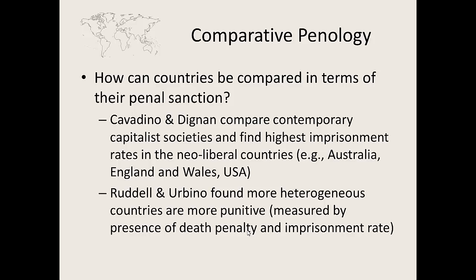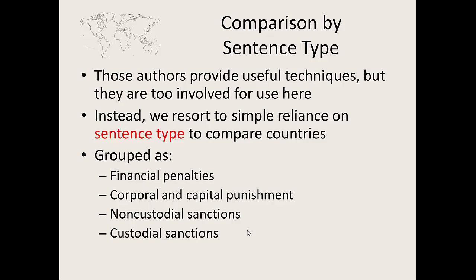Those are just two ways that authors have tried to look at comparative penology and to figure out ways in which countries can be looked at against one another. They're both very good ways, but they also, as you can well imagine, get rather complicated and involved, much more so than what we need to do for this type of a class. And so what we're going to do instead is just look at a very simple kind of difference among countries, the sentence type, and what kind of sentences are used and how those sentences are used in different countries.